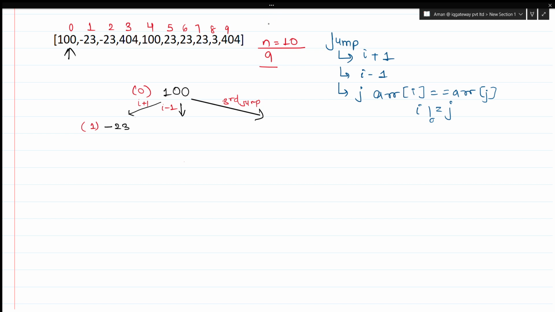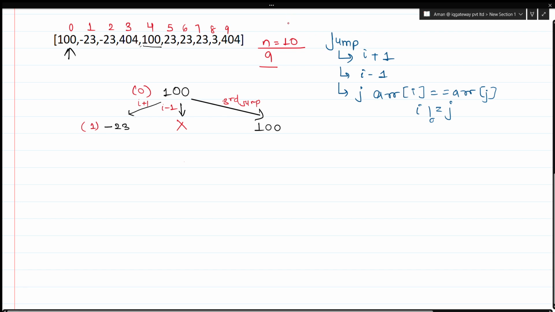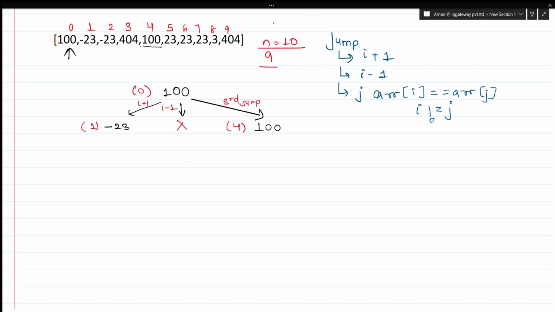Now, can I go to i minus 1? No, it violates the out of bound, so I cannot perform this jump. Third jump: can I go to any index where arr of i is equal to arr of j? That is the fourth index, so I can go to 4. I reach another 100.